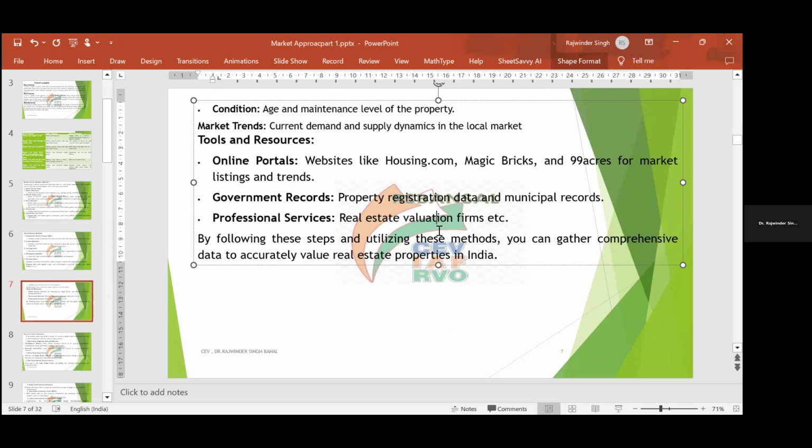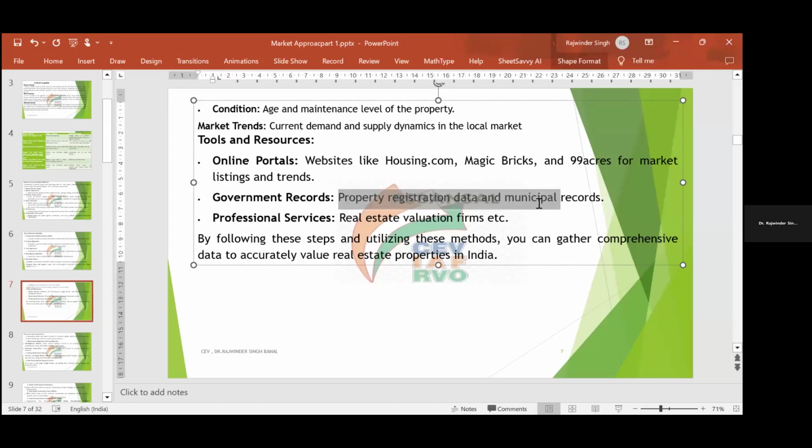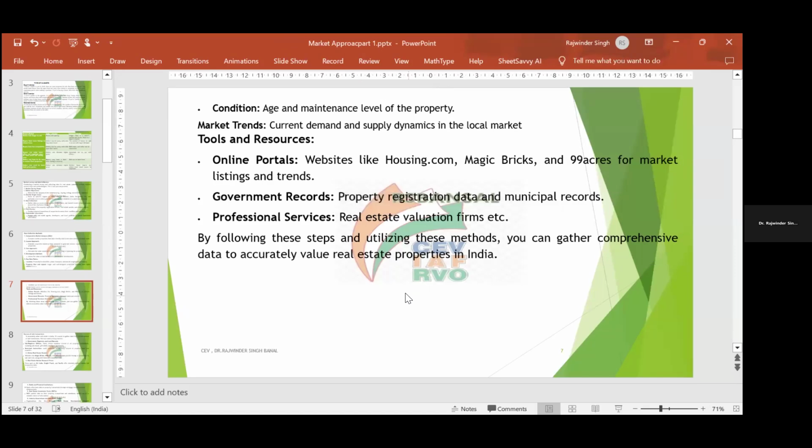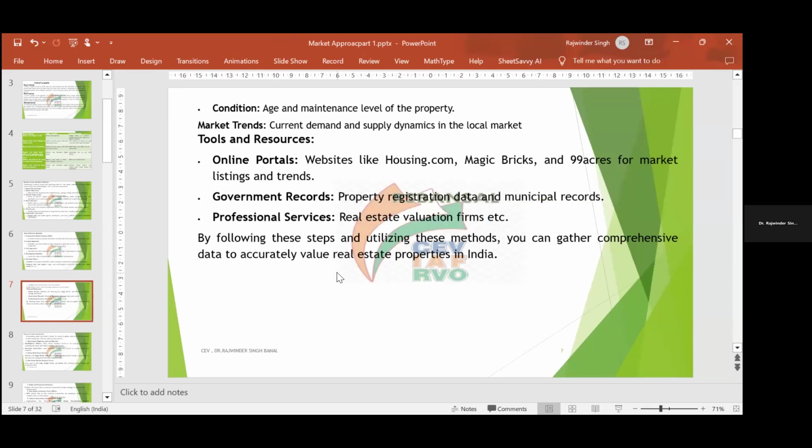Then what are the other tools and resources which you can use for market survey and market data collection? Online portals. You can visit websites like housing.com, Magicbricks, and 99acres for market listings and trends. Then government reports, property registrar office, municipal records, you can check. Then professional services such as real estate valuation firms, real estate agents, etc. So by following these steps and utilizing these methods, you can gather comprehensive data to accurately value real estate properties in India.